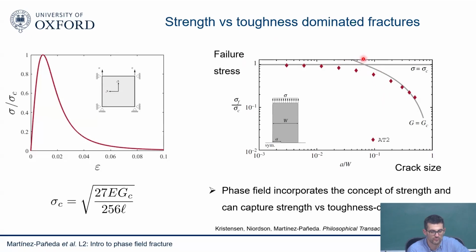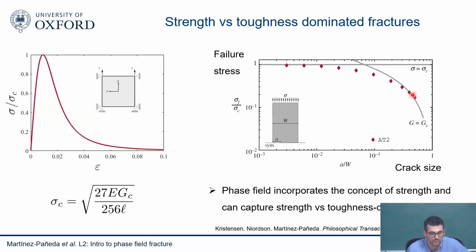So if you assume that you have a crack that is tiny, Griffith will tell you, oh, you need a super high load to get failure, because otherwise you don't get enough energy. But we know that in reality, materials go from here to there smoothly. We get toughness-dominated failures and strength-dominated failures.